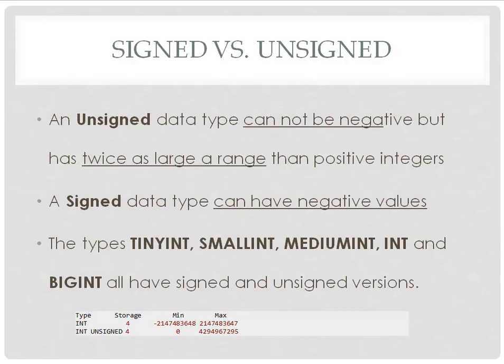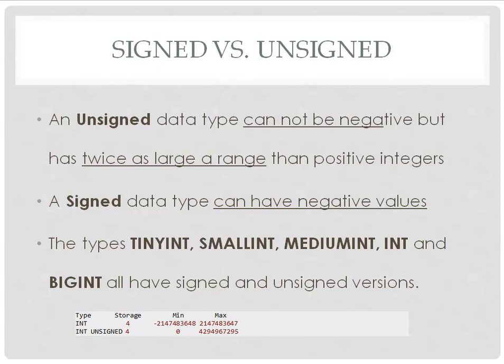And before we go into the basic data types from those categories, I want to talk about what signed and unsigned means. And the numeric tiny int, small int, medium int, and big int all have signed and unsigned versions. And basically signed can have negative numbers.